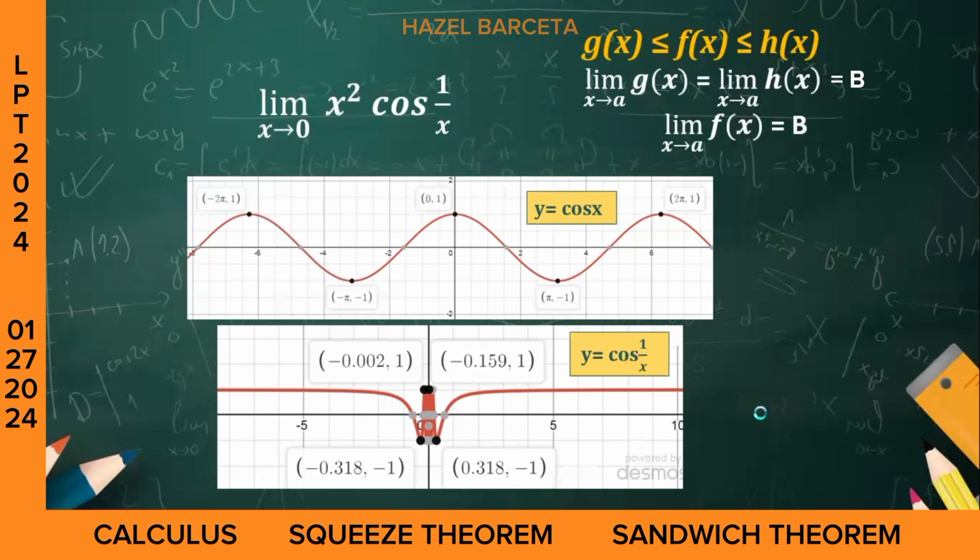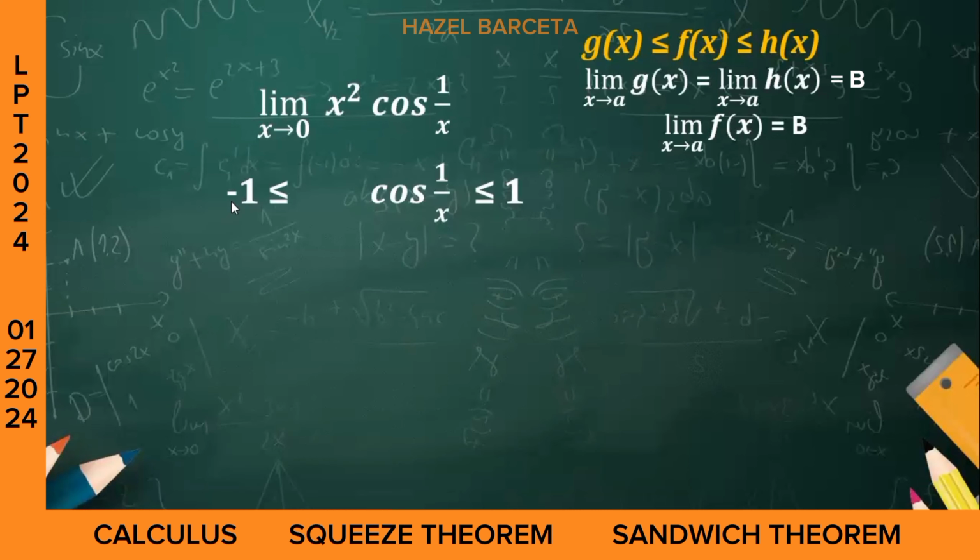So, going back to the problem, negative 1 sa ating g of x and positive 1 sa ating h of x, we have here cosine of 1 over x. So, meron pa po tayo isa, wag po natin kakalimutan, wag po natin siyang i-ghost. So, ito times po natin lahat ng x squared para mag-come up po tayo sa ating problem. So, ayan, pare-pareho na po silang may x squared.